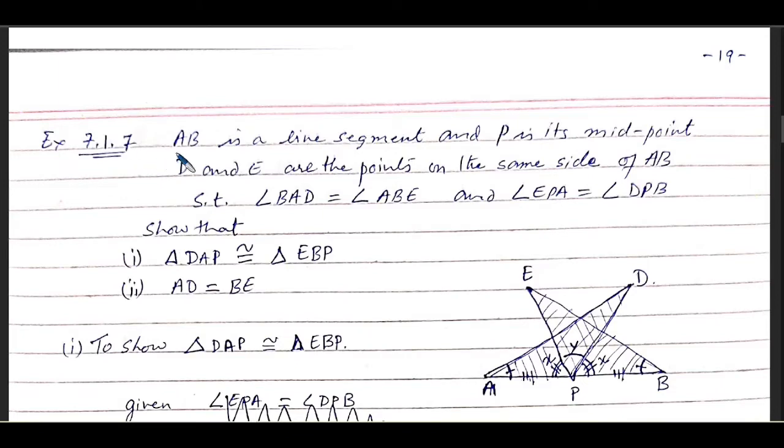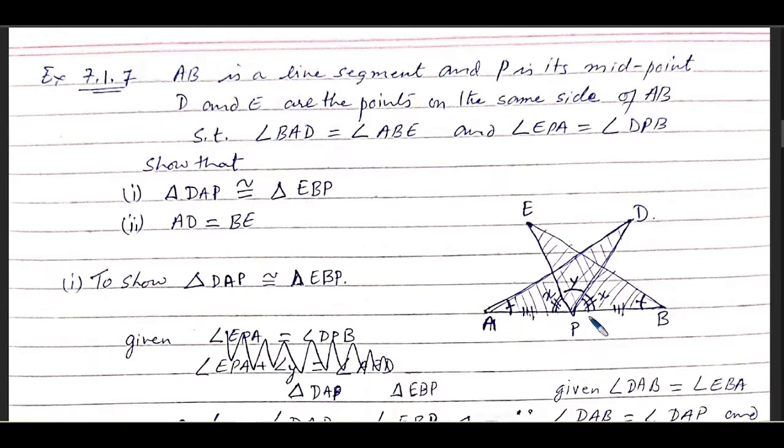Exercise 7.1.7. AB is a line segment. This AB is a line segment, this is given. And P is its midpoint. D and E are points on the same side, the upper side, of AB, such that angle BAD is equal to angle ABE. That means this angle is equal to this angle. It's given. And angle EPA is equal to angle DPB. This is also given.